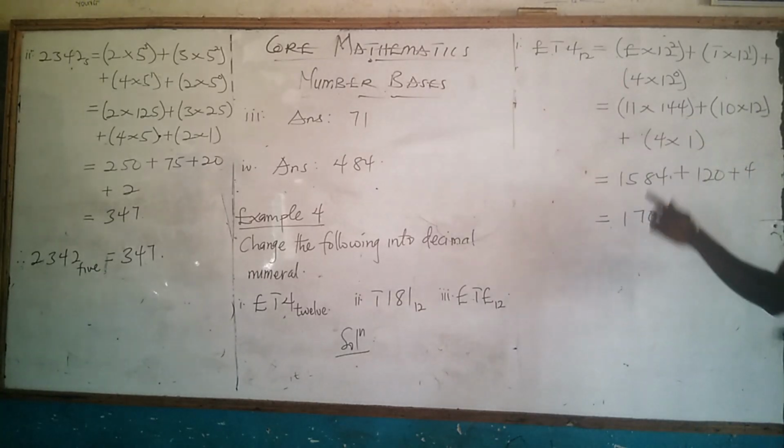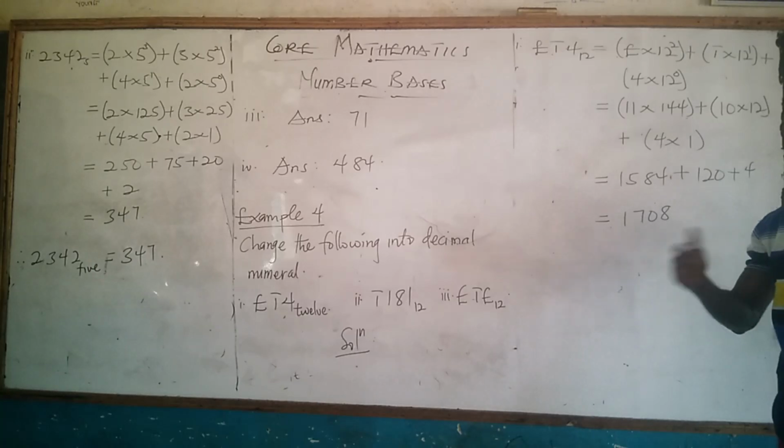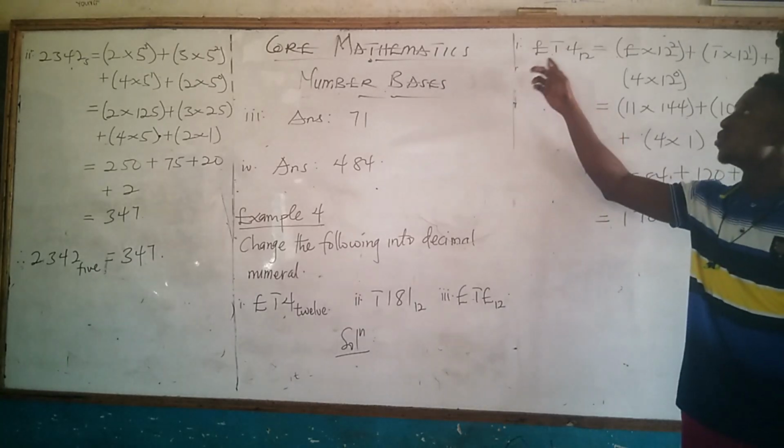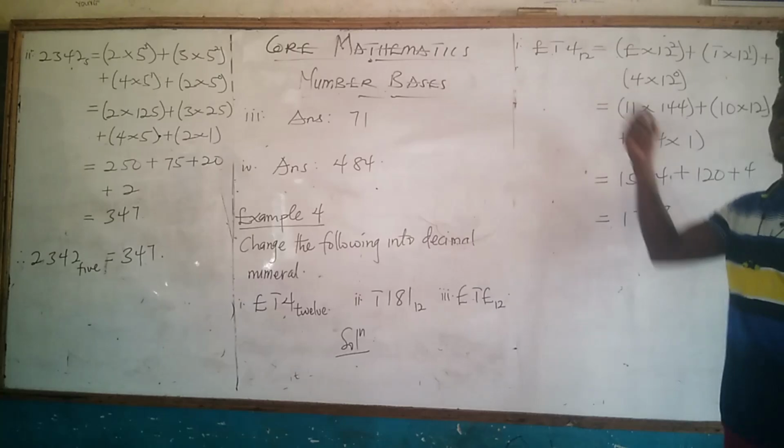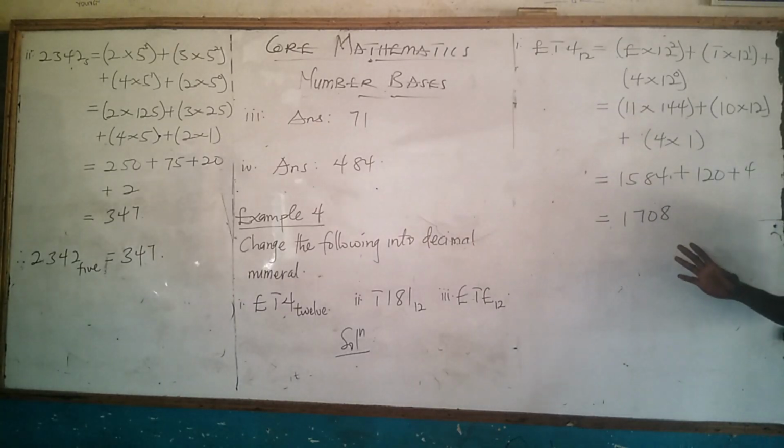So meaning the units are 1,708 units. And we group them into 12 and we had this. Please, are we getting that? Okay, that is good. That is good.